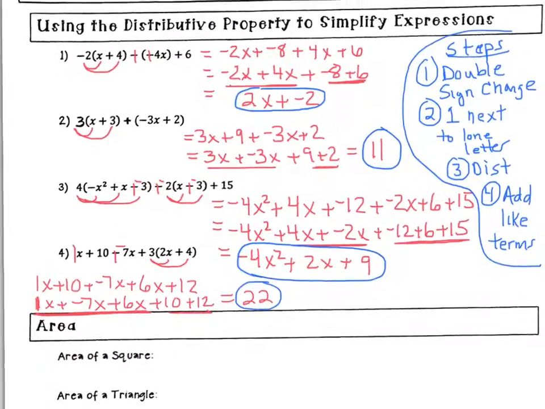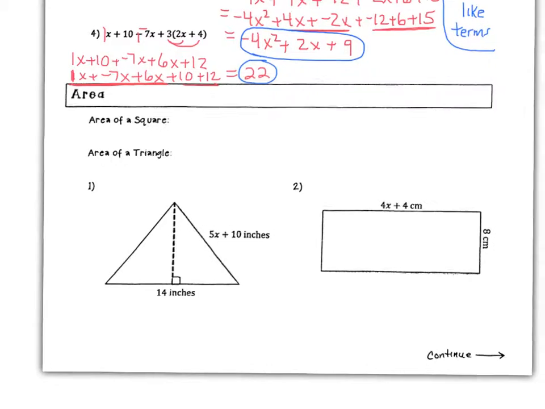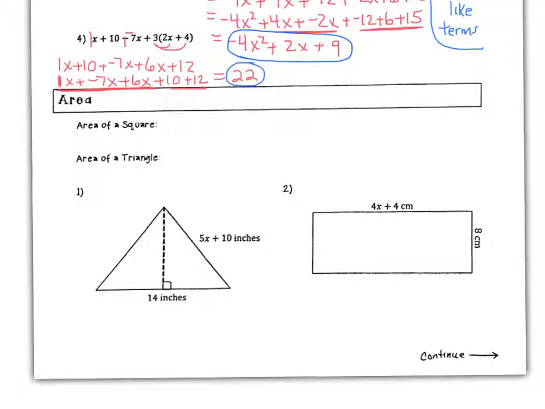Alright, let's move on down here. Talk about area. Area is counting the squares that cover a surface. Counting the squares that cover a surface. And we're going to deal with rectangles, area of a rectangle, so switch that to rectangle. And we're also going to deal with triangles.